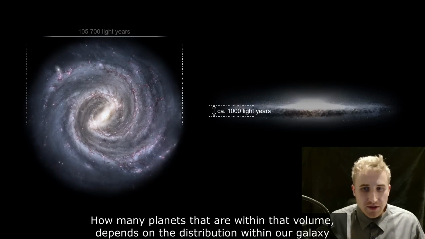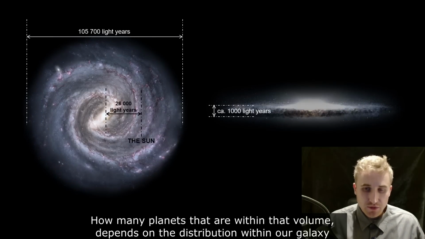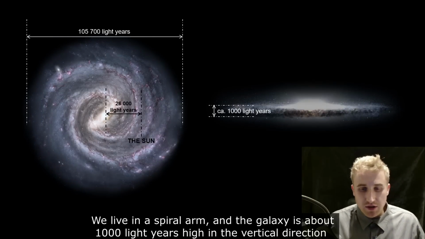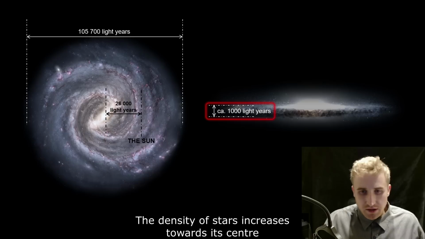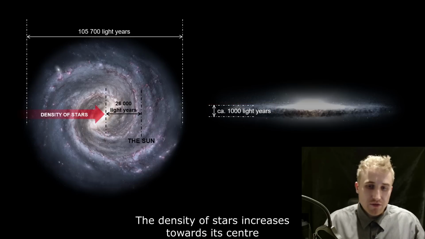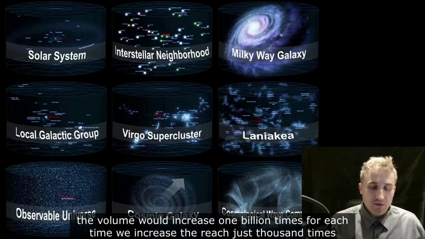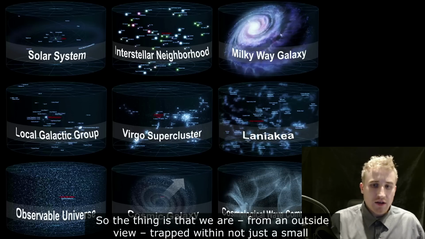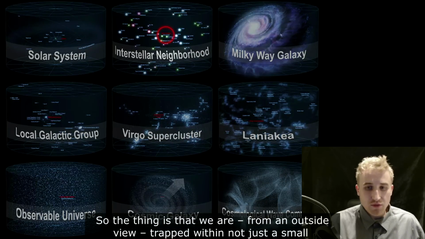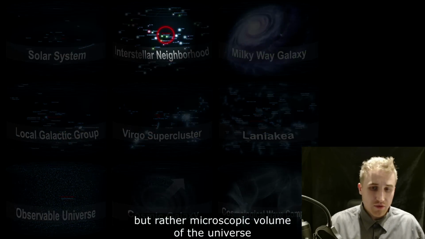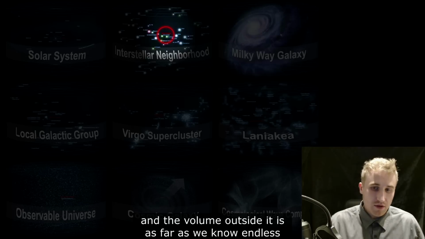How many planets are within that volume depends on the distribution within our galaxy. We live in a spiral arm, and the galaxy is about 1000 light years high in the vertical direction. The density of stars increases towards its center. In intergalactic conditions, the volume would increase 1 billion times for each time we increase the reach just 1000 times. So the thing is that we are, from an outside view, trapped within not just a small but rather microscopic volume of the universe. And the volume outside it is, as far as we know, endless.